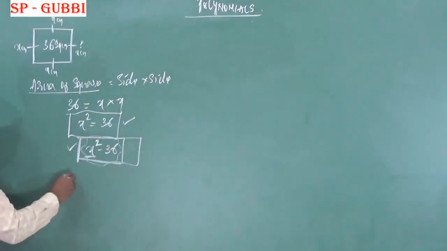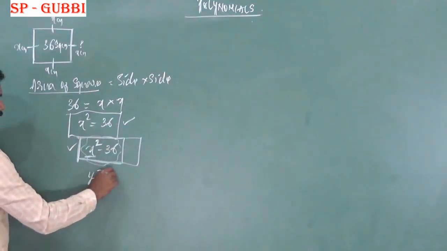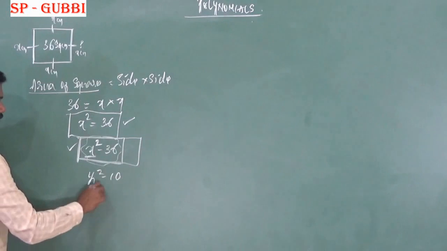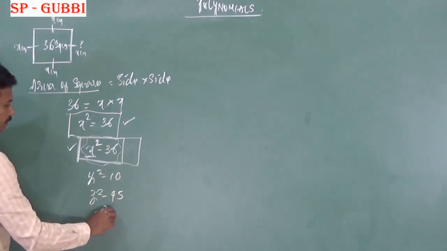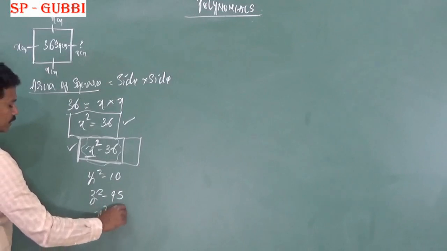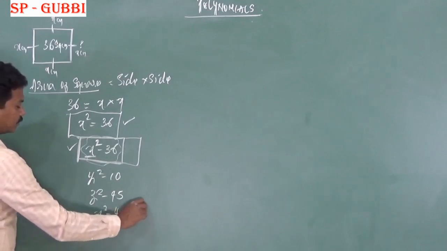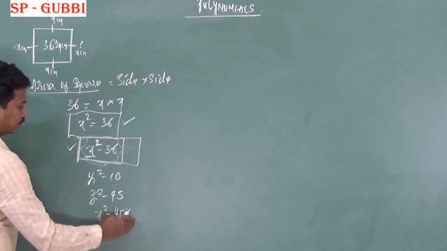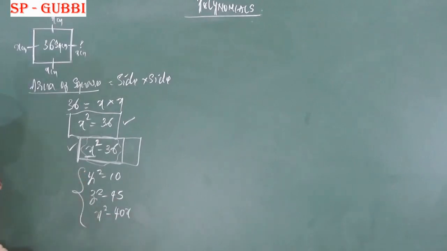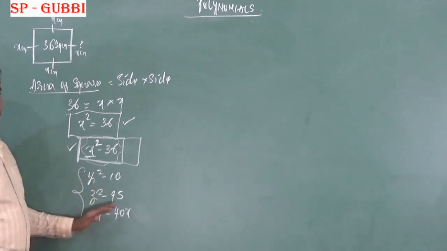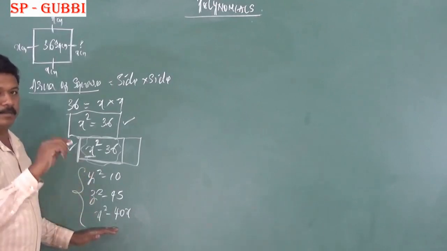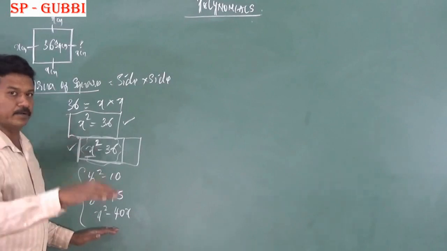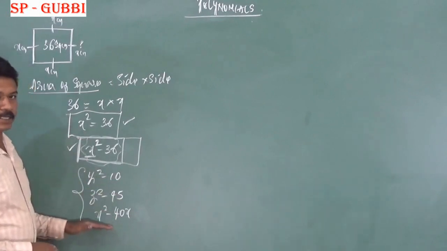I can go with some more examples: y square minus 10, z square minus 45, again x square minus 40x. Okay, let us only take binomials, right? So these are all examples of binomial algebraic expressions, and also polynomials. In the field of polynomials, they are called binomials.